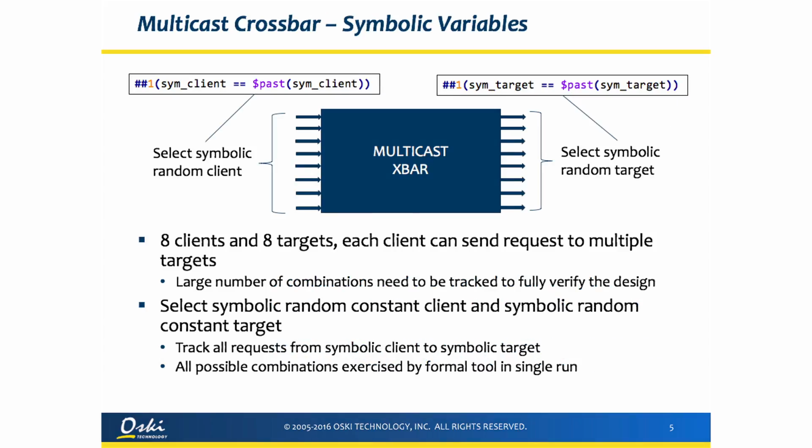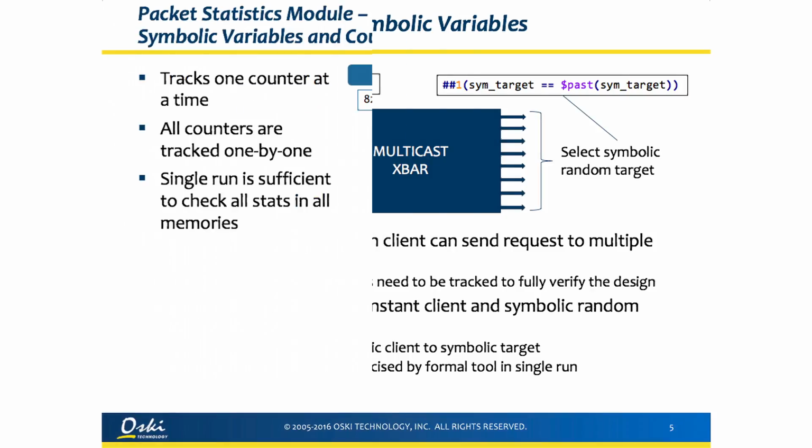Here's a multicast crossbar design. It's supporting 8 different clients on the left side, 8 targets on the right side. And because you have 8 clients and targets, there are 64 possible paths. One naive approach is to model 64 different FIFOs, modeling all the inputs that are coming in from a given client going to a specific target. But you can do much better than that by using symbolic variables and model any arbitrary symbolic client on the left side, symbolic target on the right side. And in one run, you can verify everything with only one FIFO in your checker.